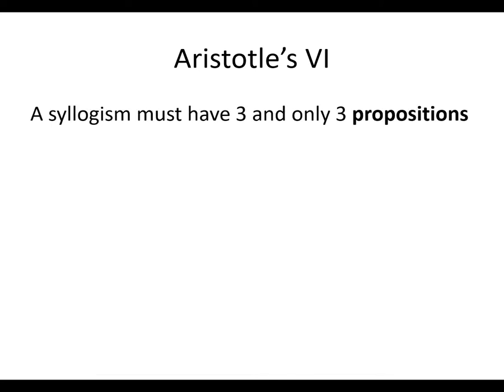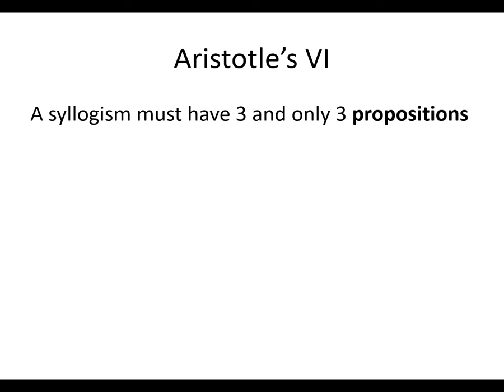Next, a syllogism must have 3 and only 3 propositions. Specifically, a major premise, which will have the major term, that is the predicate of the conclusion, a minor premise, the subject of which is the subject of the conclusion, and the conclusion. Major, minor, and conclusion.